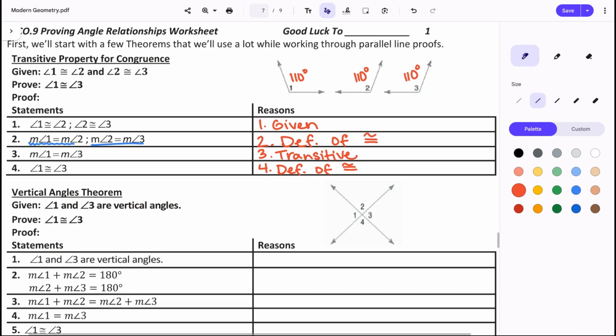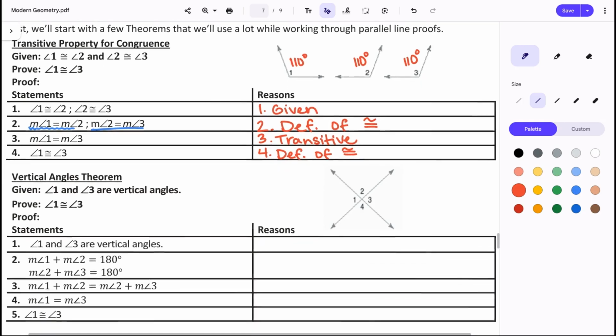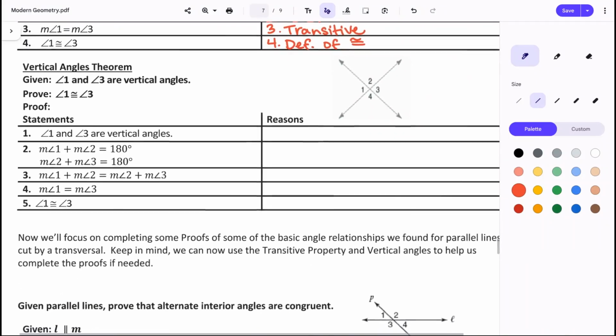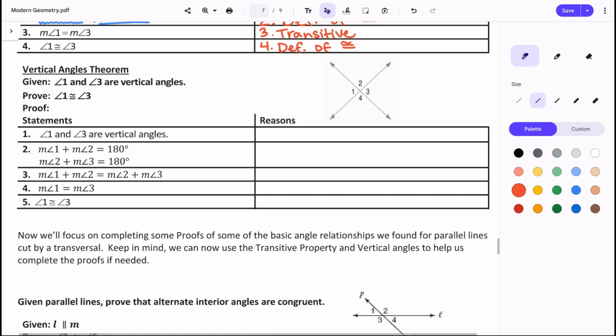Okay, I'm going to do the same thing now for my vertical angles. So the second one is giving me the fact that angle 1 and 3 are vertical to each other. I want to be able to prove that angle 1 and 3 are congruent. Now, we kind of already know that because we've talked about vertical angles already in this class. We know what they look like. We know that their measures should be the same, but I want to be able to prove why. Why does that always happen?